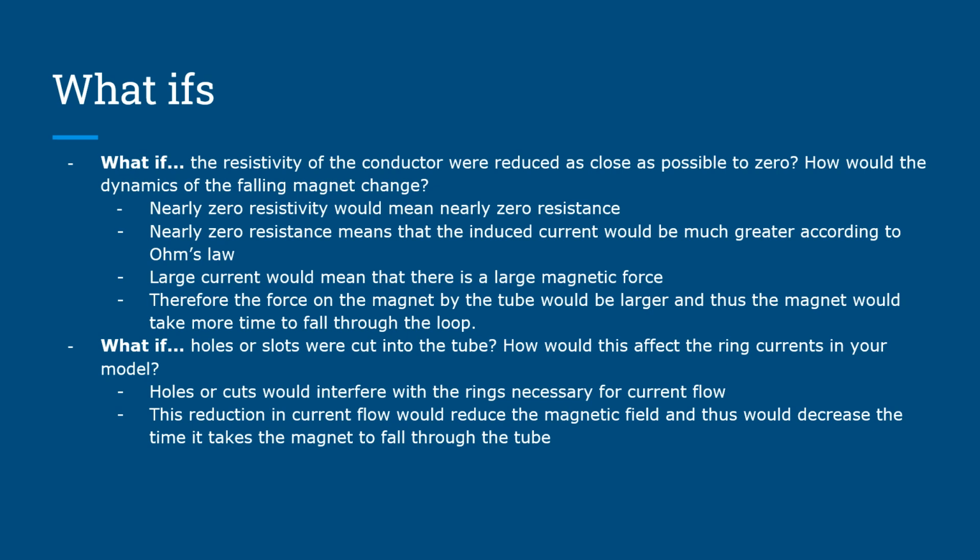And then what if holes or slots were cut in the tube? It would interfere with the rings necessary for current flow, and the reduction in current flow would reduce the magnetic force and decrease the time it takes the magnet to fall through the tube.